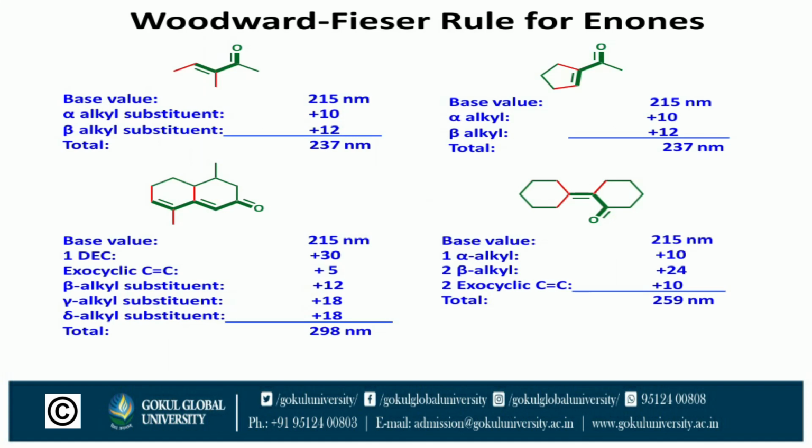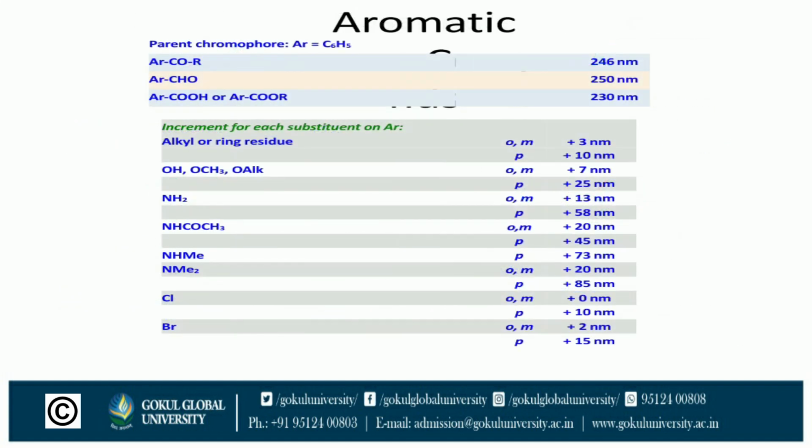Base value is 215 nanometer, 1 double bond extension also present here, then the value is plus 30, 1 exocyclic double bond present here, then the value is plus 5, beta alkyl substituent, then the value is plus 12, gamma alkyl substituent, then the value is plus 18, and the delta alkyl substituent, then the value is plus 18, then the total value is 298 nanometer. Here also base value is 215 nanometer, 1 alpha alkyl group, then the value is plus 10, 2 beta alkyl groups, then plus 24, 2 exocyclic double bonds, then the value is plus 10, then the total value is 259 nanometer.